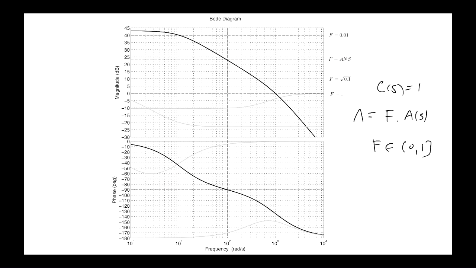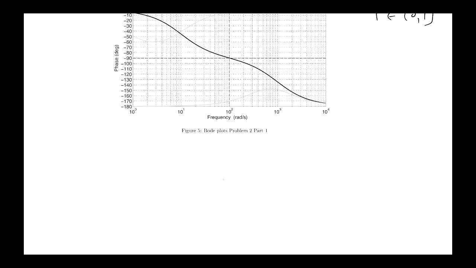Okay? So that's how you can use a Bode plot to figure out what the phase margin is and how to choose a parameter to get the phase margin that you want.